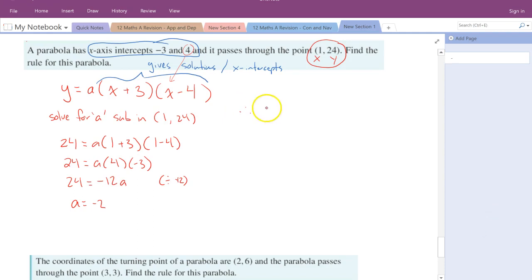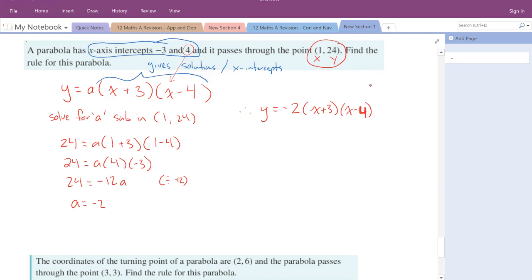So therefore, y equals -2 times (x plus 3) times (x minus 4). Now guys, it doesn't tell us to, but if it said give your rule in polynomial form, then you'd expand this. But this is a perfectly fine form of a quadratic.